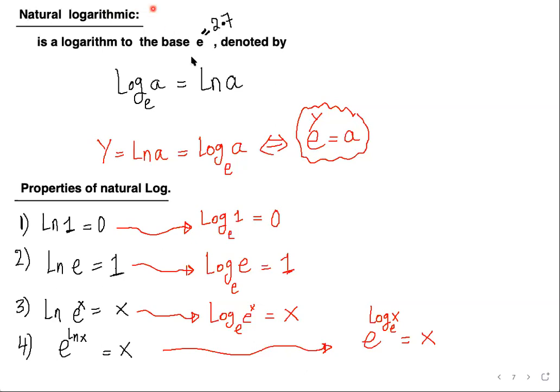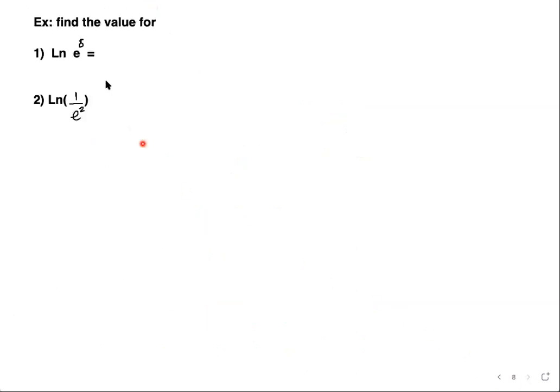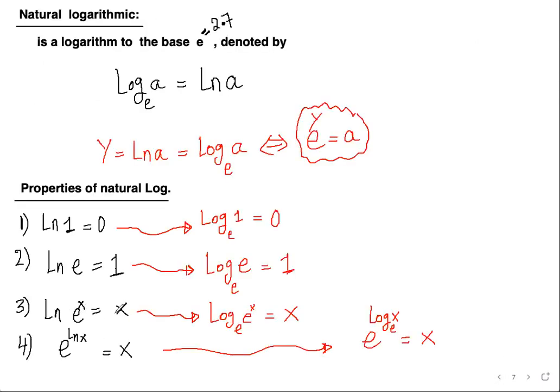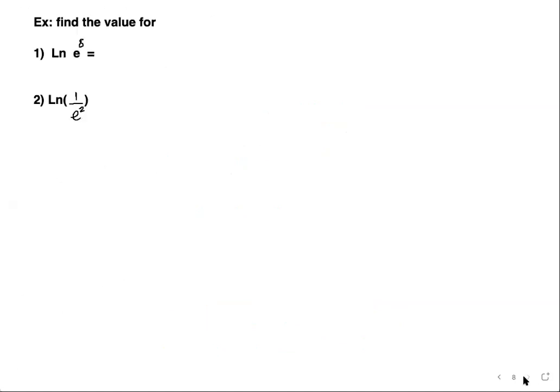So for this example, who will do the first one? I'll do it. Okay, go ahead. So the answer is 8. Exactly, it's 8. Which property did you use? The third one. Ln of e to the power x equals x. So my x here is 8. Ln of e to the power 8 is 8. So the answer is 8.